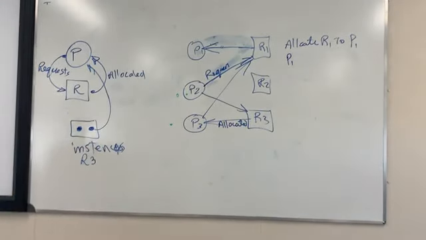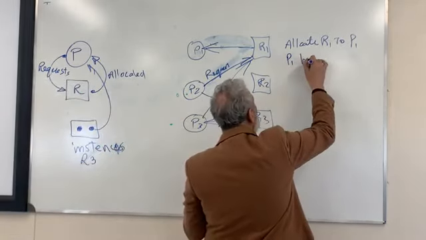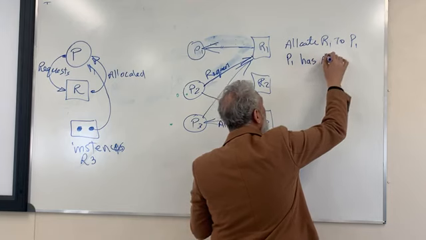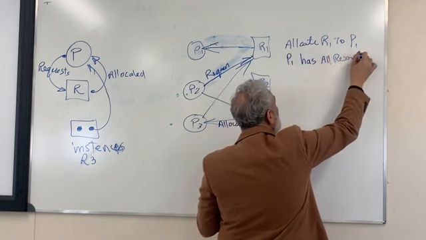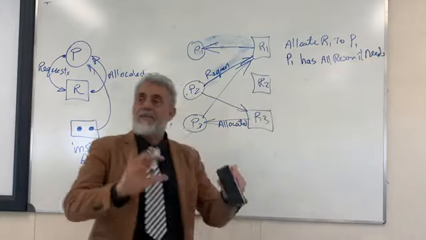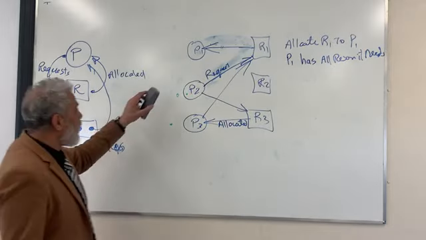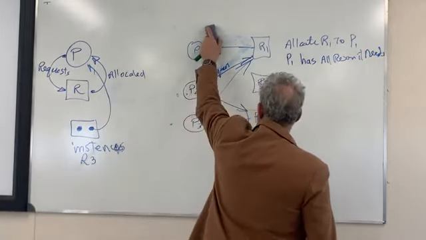Now, what have we done here? Anybody can read this? Resource 1 is now allocated to process 1. We gave it to it. What happens? Process 1 now has all the resources it needs. It doesn't need anything else. What happens to a process that has all the resources it needs? It will finish and it will release that resource. So process number 1 will finish and will release this resource.